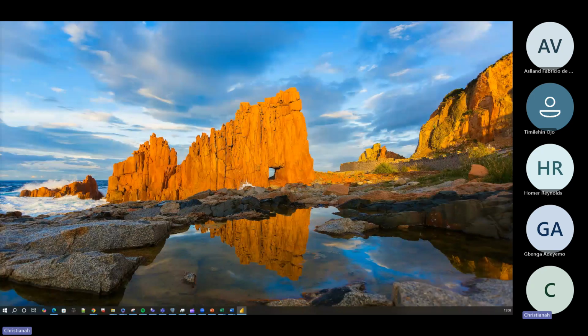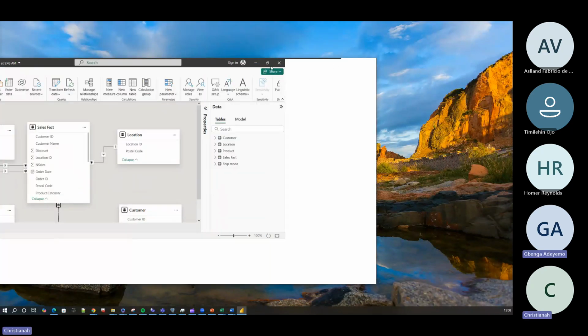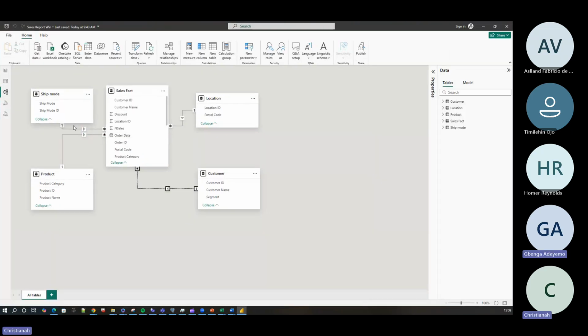Please let me know if you can still see my screen. No, we're just seeing your desktop. Okay, yeah, we can see your Power BI. I'm sorry, I'm using two screens. Yeah, I understand.